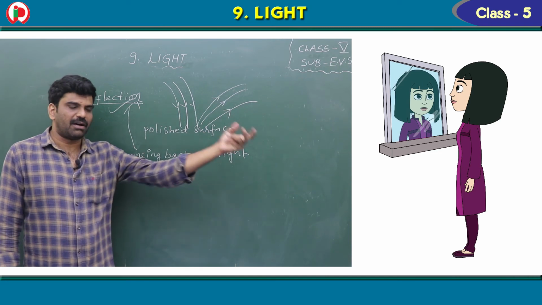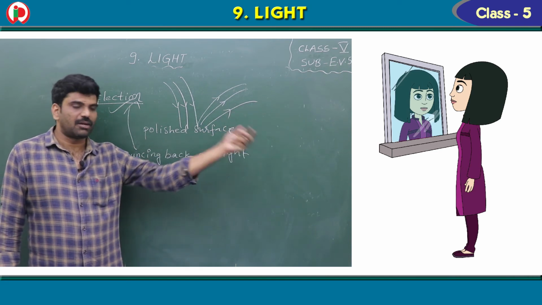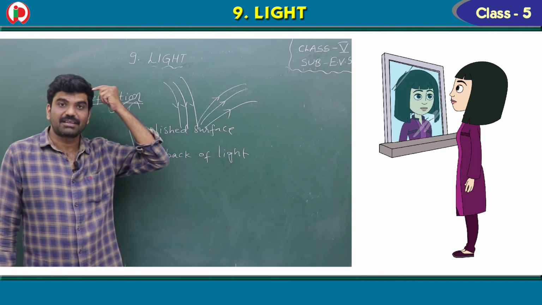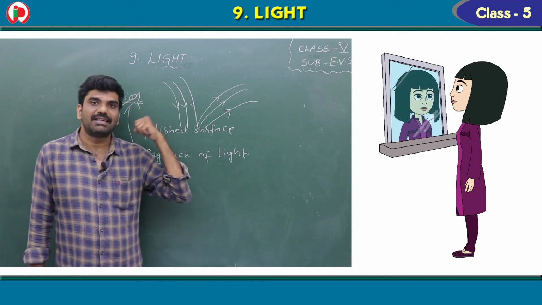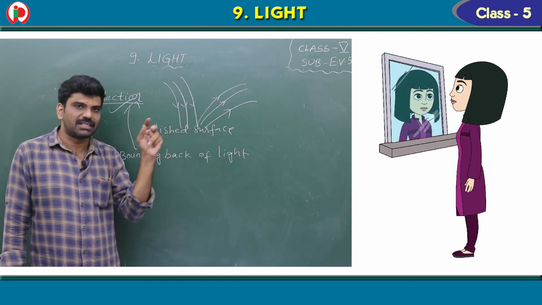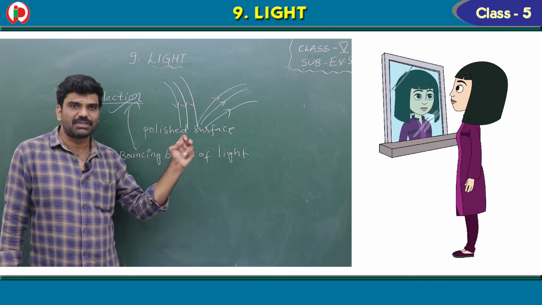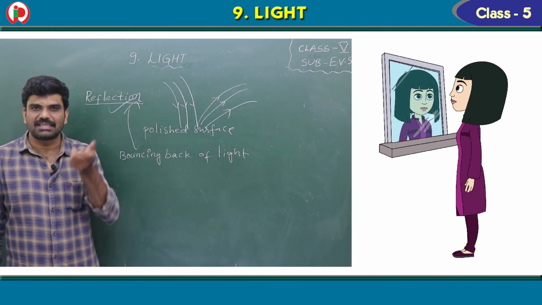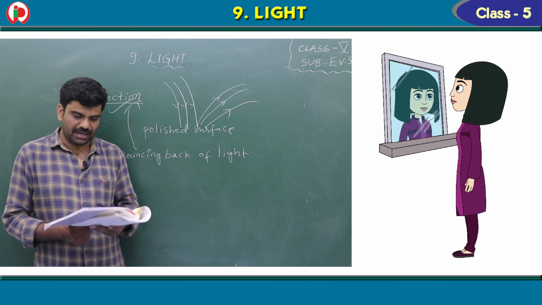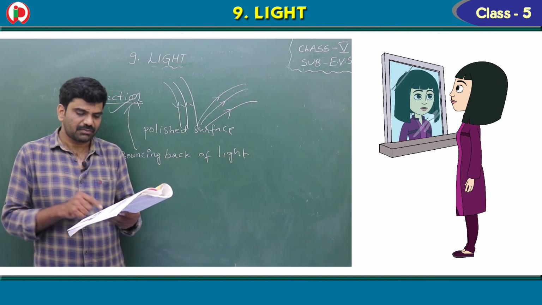Understand? Whenever the light falls on an object, it bounces back into our eyes, and the brain finds the object and tells us such an object is a book, such an object is a pencil, and so on. Our eye can sense and gives information to the brain. Okay, next one.